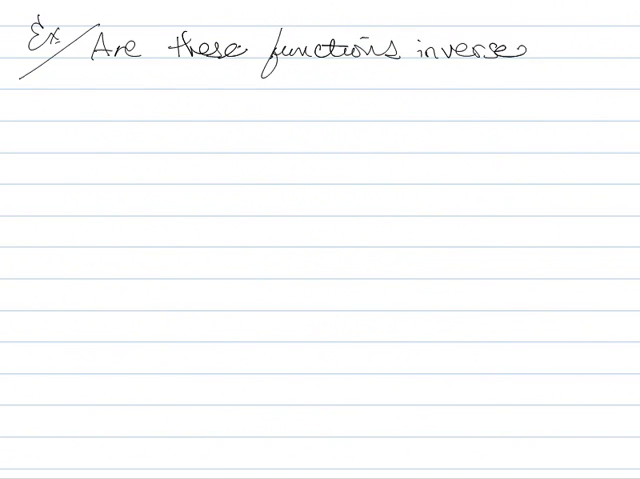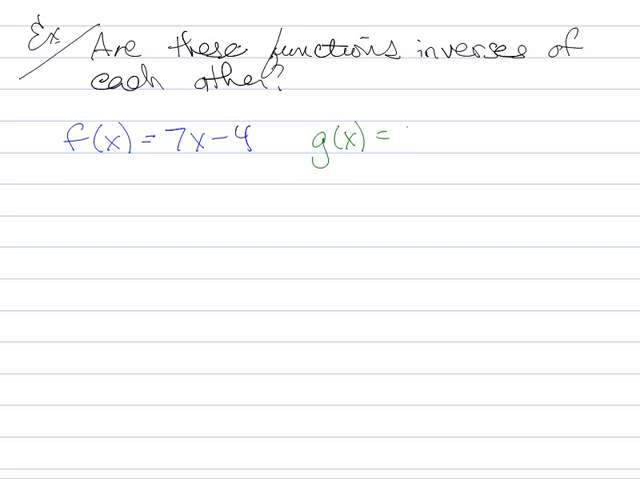All right. There's a lot of material here. It's going to be super fun. All right. So let's try another one. Say, are these functions inverses of each other? Okay, so we've got f of x is 7x minus 4, and g of x is equal to x plus 7 over 4.